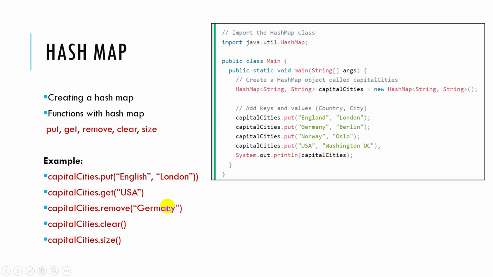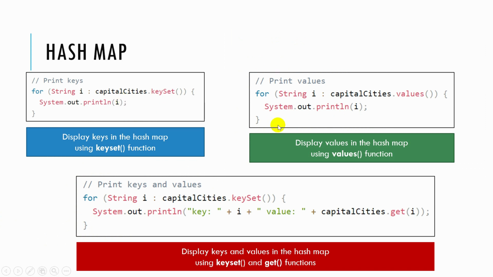You can actually remove certain data based on the key, clear all data, or check the size of the current hash map. Okay. And here is an example of how to access your data. Either you access the key only, value only, or all of them. The case 1, String for each capital city. This is the variable hashmap.keySet. So keySet is a function in hashmap that returns you a list of keys from that hashmap variable. So in this case, it will display what are the keys inside this variable.